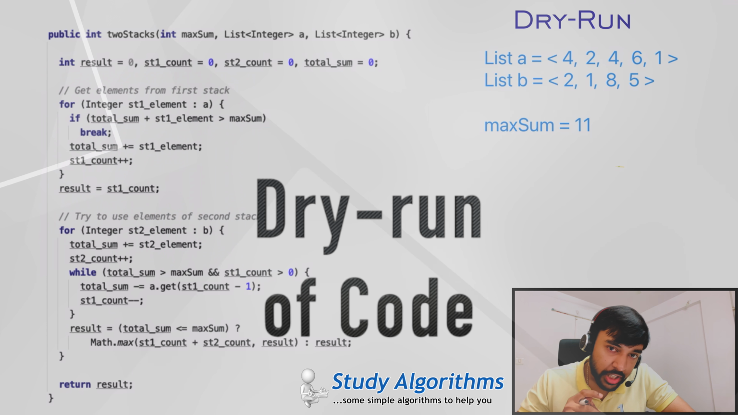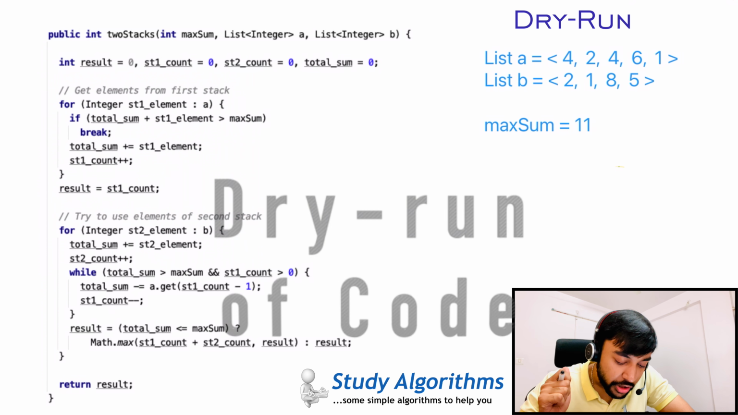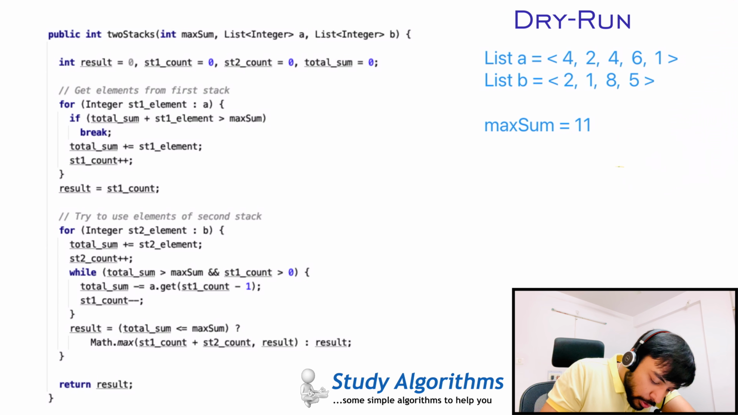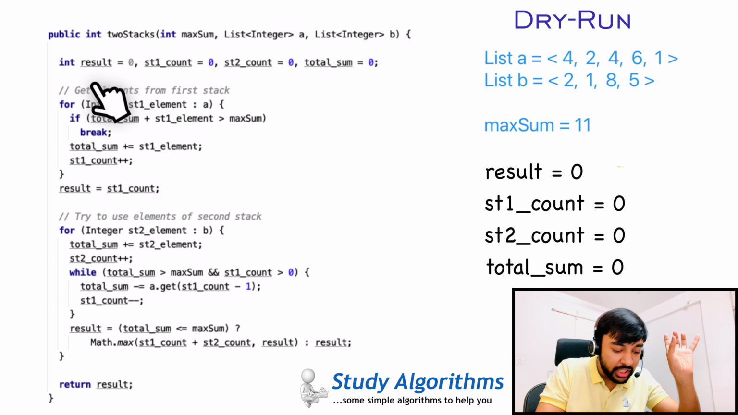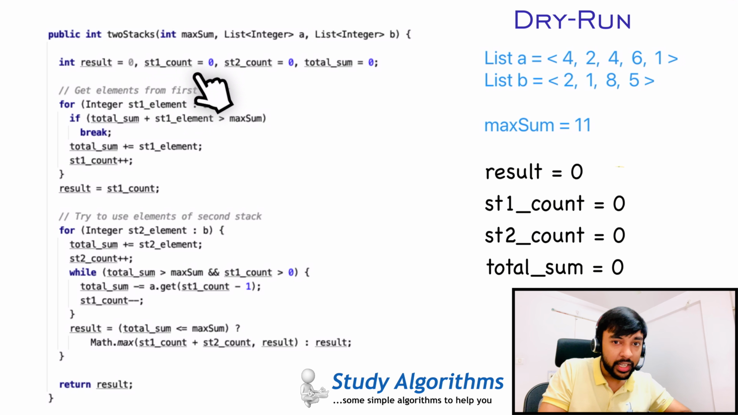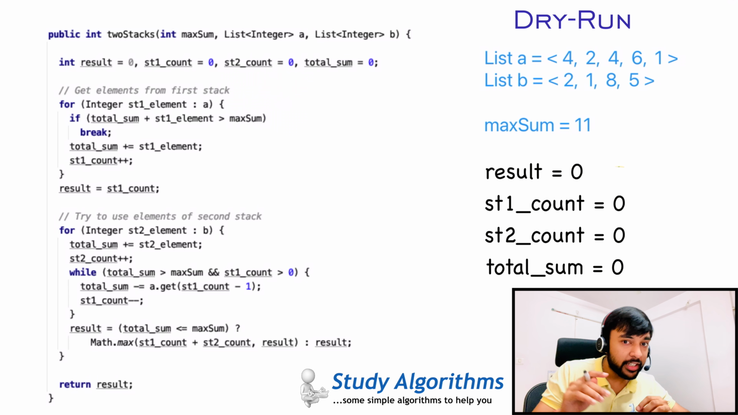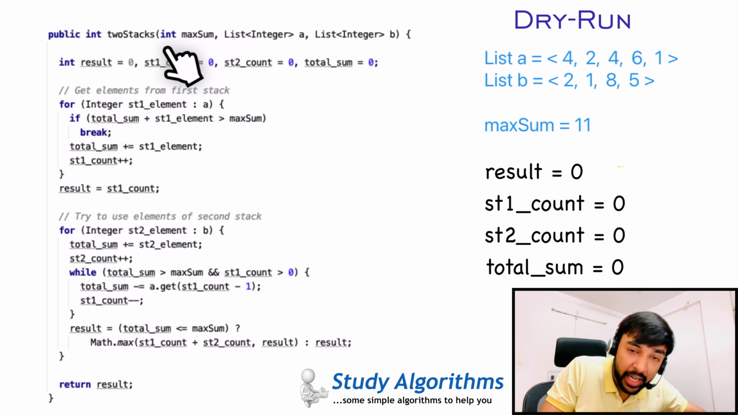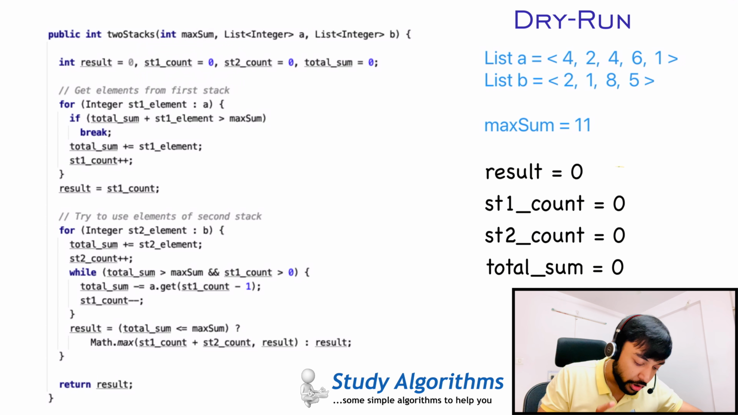On the left side of your screen, you have the actual code to implement this solution. And on the right, let us once again take up our test case. So we have these stacks in the form of lists as given in the question. First of all, you initialize a result variable that will store your final result. You have a stack 1 count, that means the elements that you're picking from stack 1, a stack 2 count, that means the elements that you're picking from stack 2, and the total sum, right? You also notice that the maximum sum is passed in as a parameter to the function.